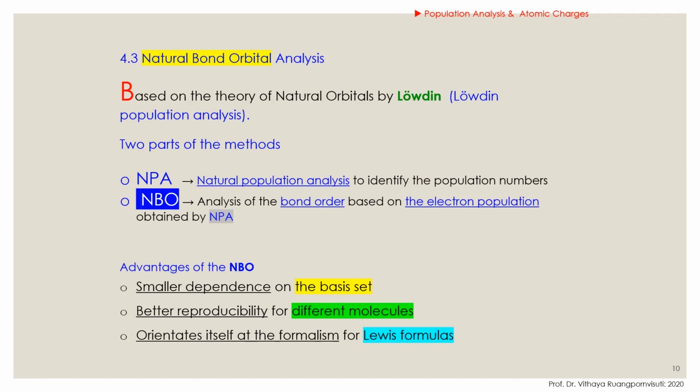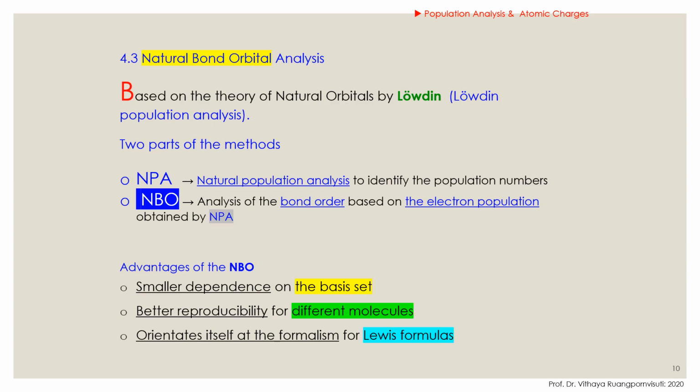Natural bond orbital analysis. Based on the theory of the natural orbitals by Löwdin, or Löwdin population analysis, there are two parts to the method. The first is the NPA method, natural population analysis, to identify the population numbers. The second method is the NBO, for analysis of the bond order based on the electron population obtained by the NPA method.